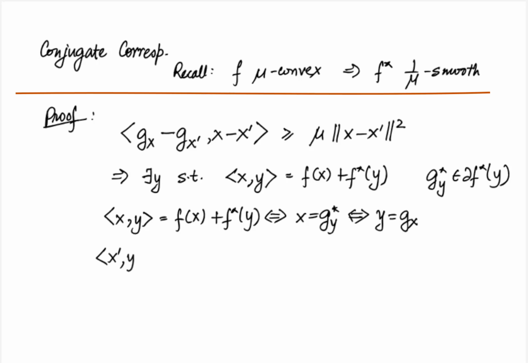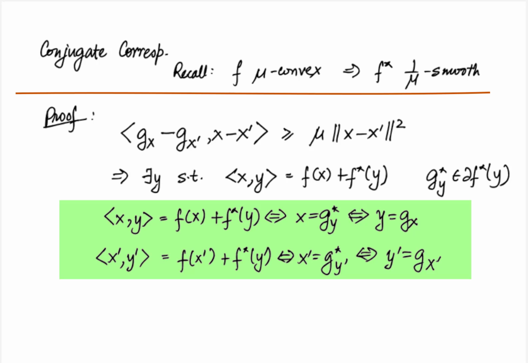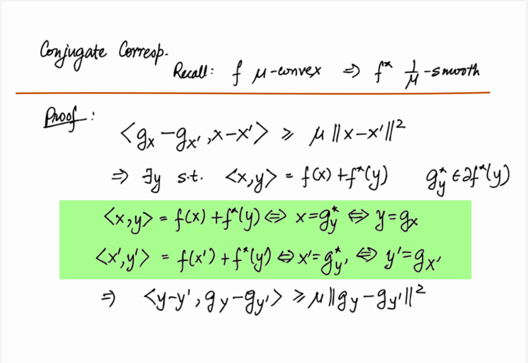Similarly, the inner product of x prime comma y prime equal to f of x prime plus f star of y prime is equivalent to x prime equal to g star of y prime, which is equivalent to y prime equal to g of x prime. So substituting these back, we obtain that the inner product of y minus y prime comma g star of y minus g star of y prime is greater than or equal to mu times the norm square of g star of y minus g star of y prime, which is basically the smoothness condition of f star. So this implies that f star is 1 over mu smooth.